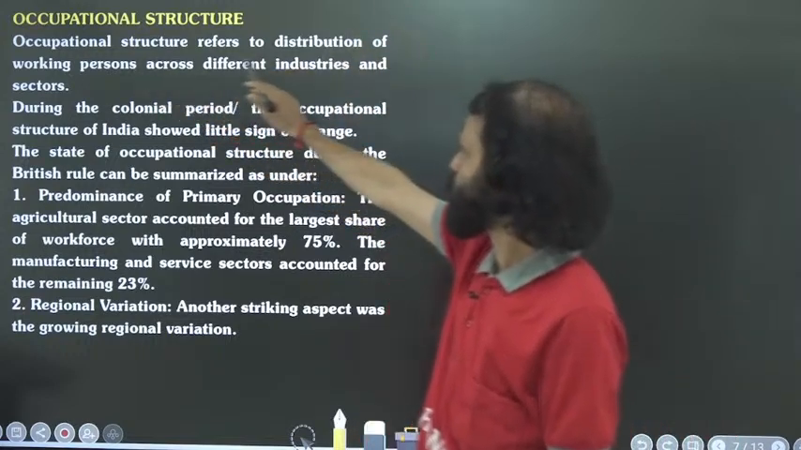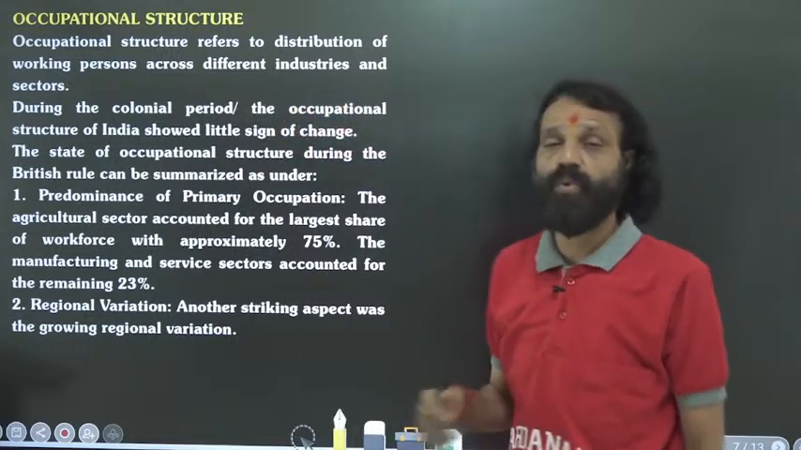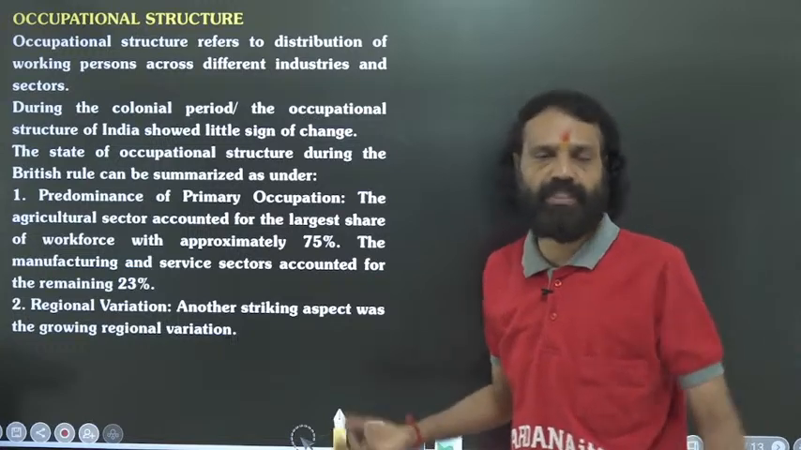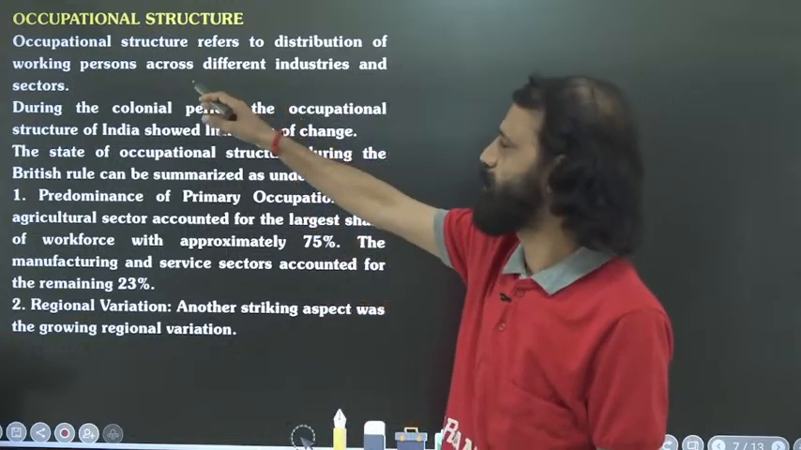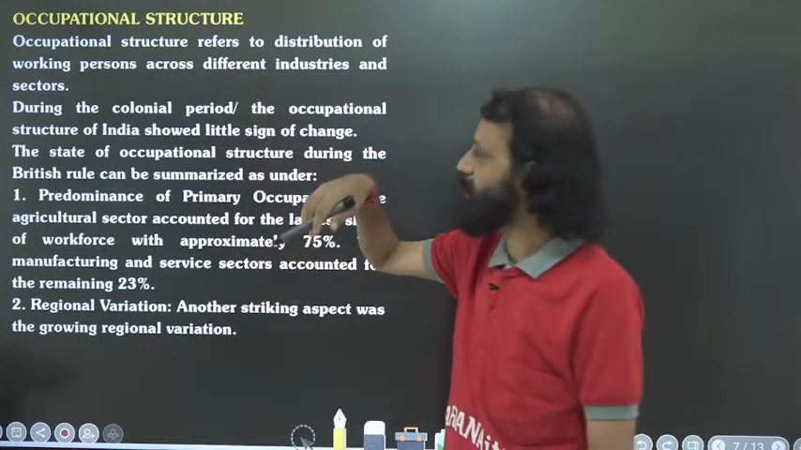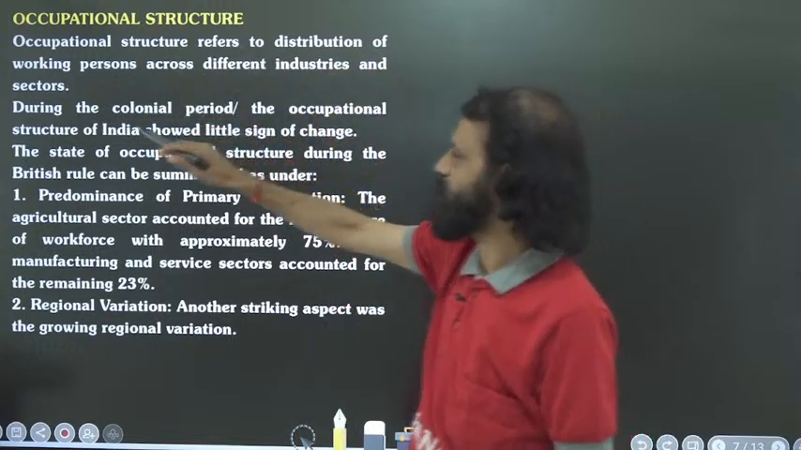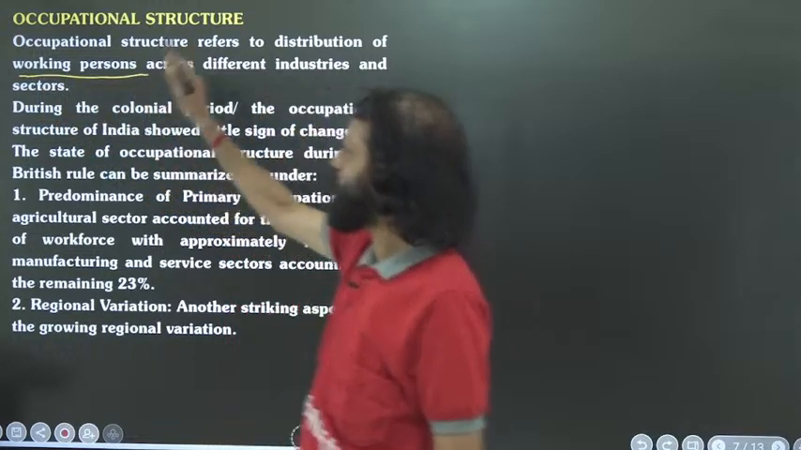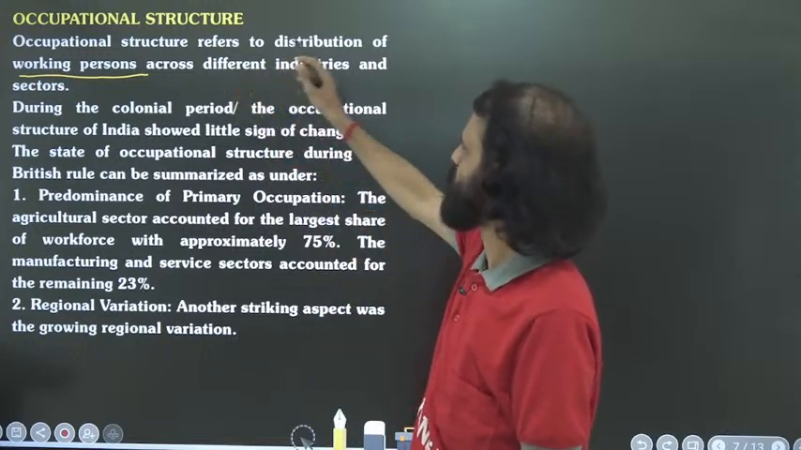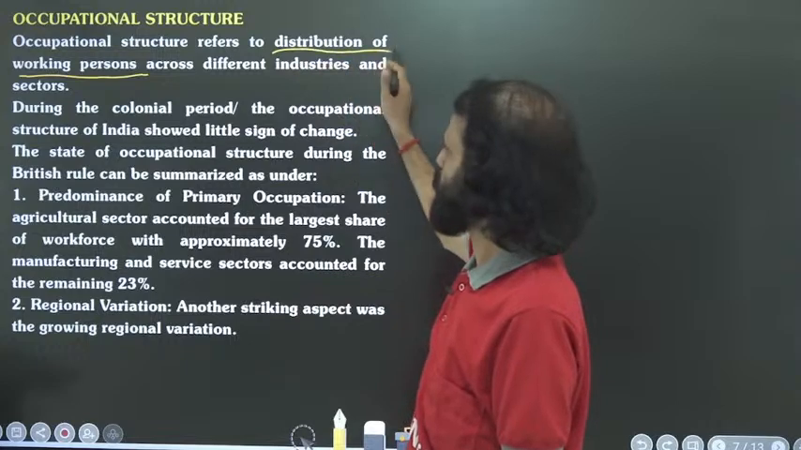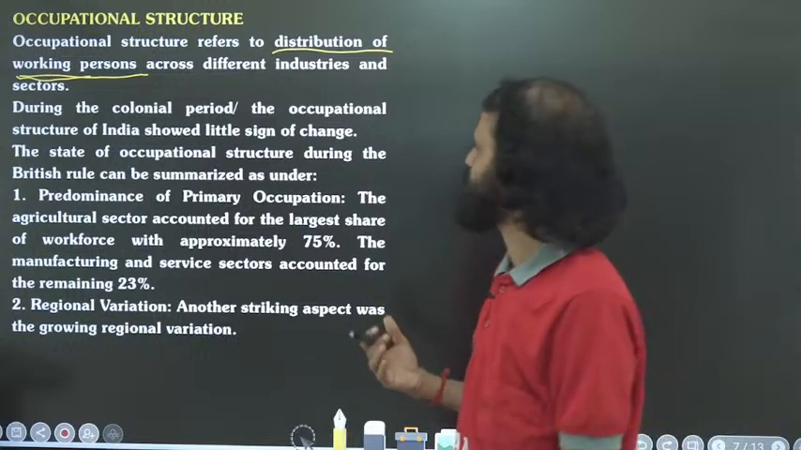Occupational structure refers to the distribution of working persons across different industries and sectors. What is occupation? Occupation means work, job, by which people earn something for their livelihood. So occupational structure tells us about working persons across different industries and sectors.